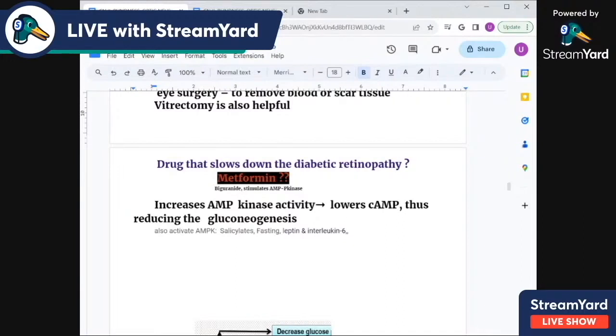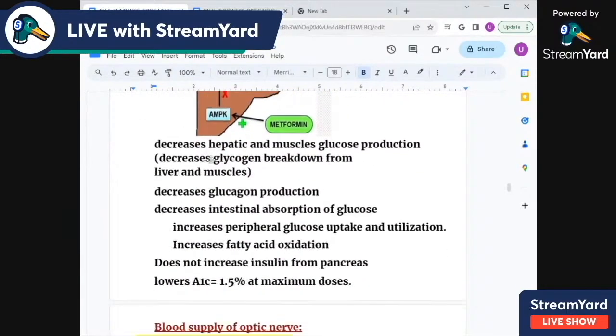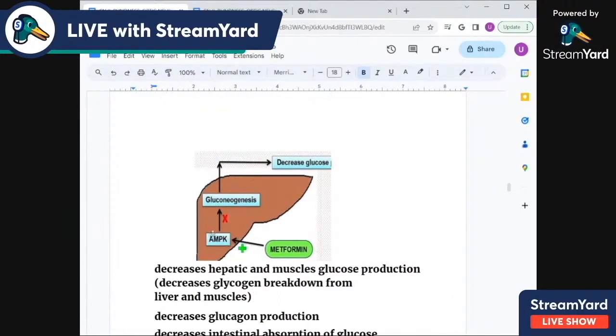It's a biguanide. And how does it act? It increases the activity of AMP kinase that inhibits gluconeogenesis, because gluconeogenesis increases the blood sugar. So once it stimulates the AMP kinase, that inhibits gluconeogenesis. Metformin decreases the GI absorption of glucose. Metformin decreases glucagon production. Glucagon is hyperglycemic by increasing cyclic AMP.